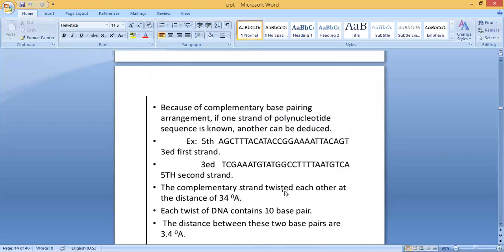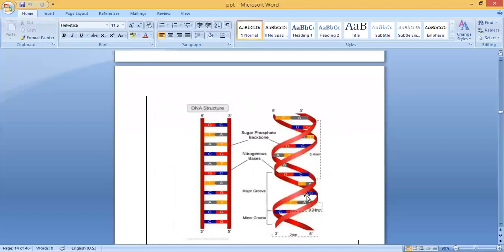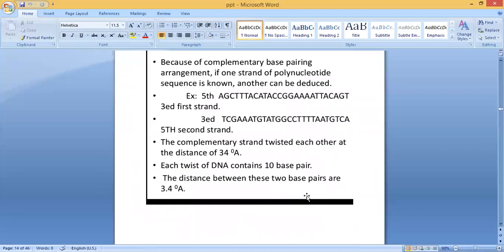The complementary strands twist around each other at a distance of 34 angstrom. Each twist of DNA contains 10 base pairs. How many base pairs? 10 base pairs in each twist of DNA. Which are the bases? Cytosine, guanine, adenine, thymine. The distance between two base pairs is 3.4 angstrom. That is the distance.